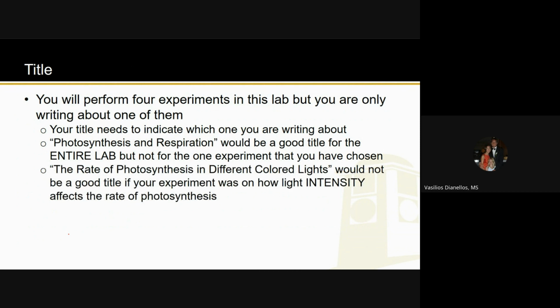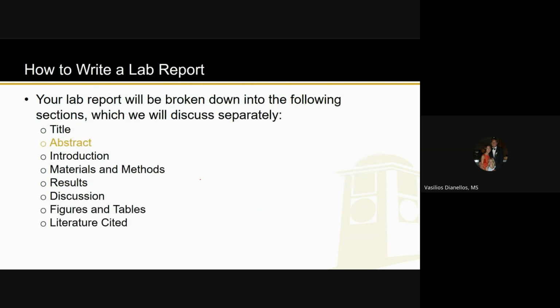And then you can see here, that's basically in writing what I just said, right? Photosynthesis and respiration. Not a good title unless you were writing a lab report about all of them, which you're not. So again, you'll be specific, like the rate of photosynthesis at different colored lights, if that's the one that you happen to be writing about. So that's the title. Very simple.